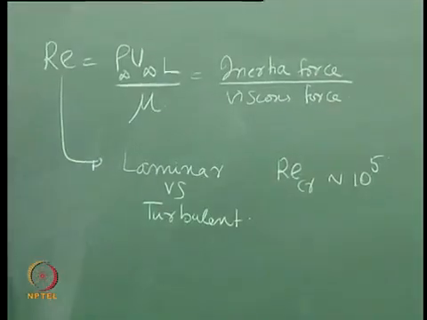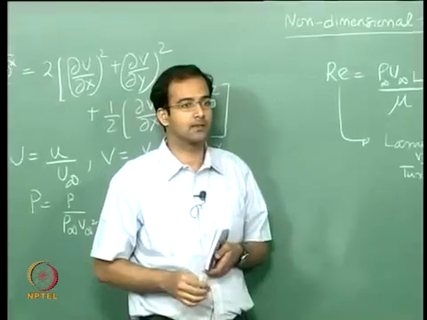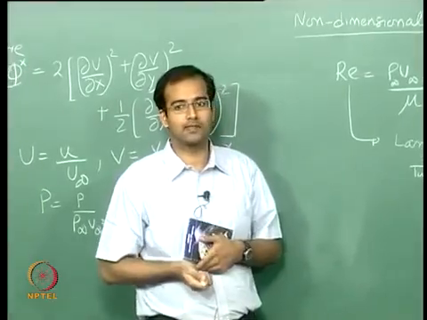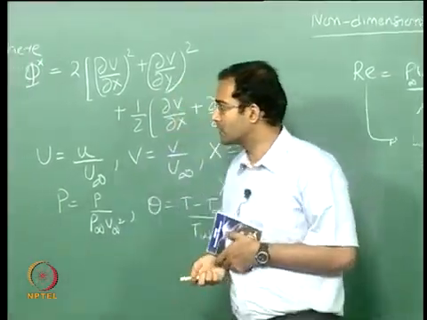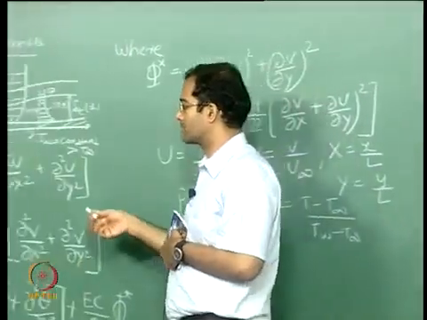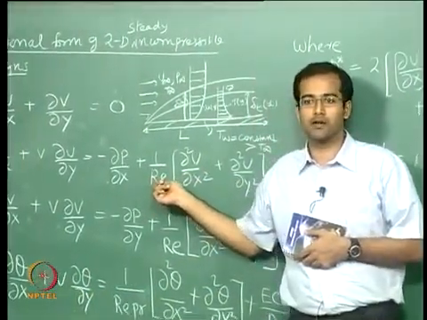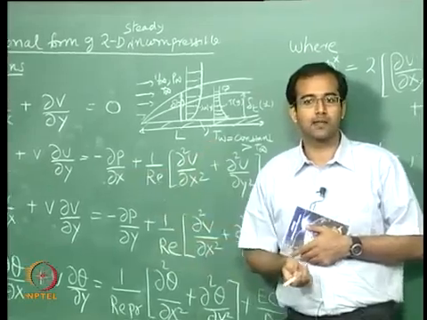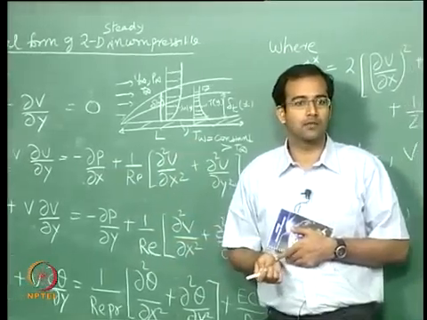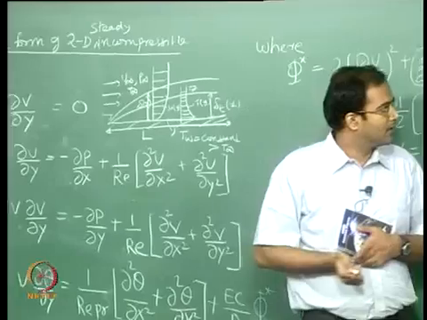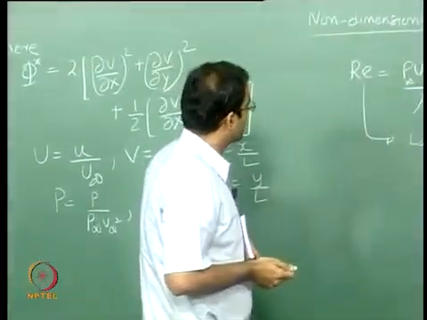This is a good example of how you are using the Reynolds number as a means of classifying the flows. Of course, you can also make approximations to these terms based on the Reynolds number. For very small Reynolds number you can neglect the inertial terms, and for extremely high Reynolds numbers you can neglect the diffusion terms. So that is one utility of the Reynolds number.